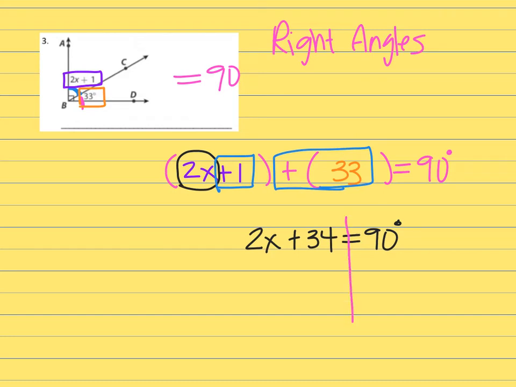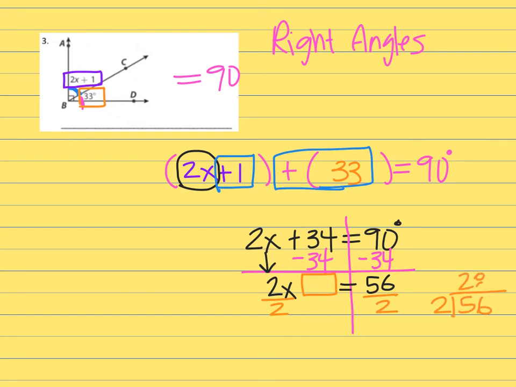Then I'm going to separate the sides and solve like normal. Instead of adding 34, I'm going to subtract 34. 90 minus 34 is 56. I'm going to bring down my 2x. 2 times something, if you know what it is, wonderful, is 56. But if not, your last step is divide. 2 divided into 56 is 28. So I would come back up here and say the value of x is 28 for my final answer.